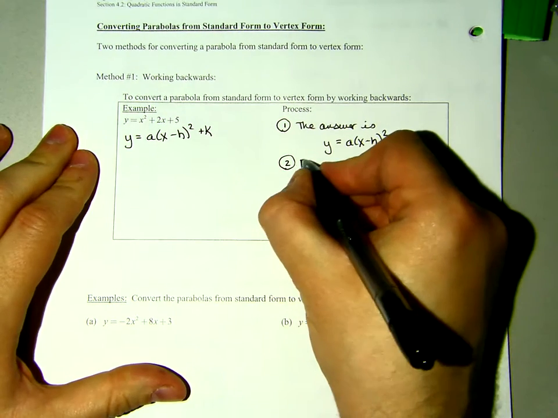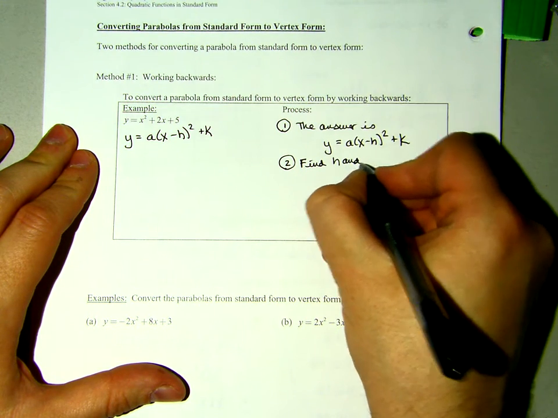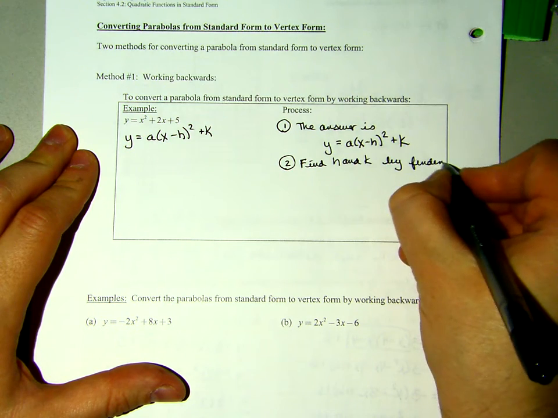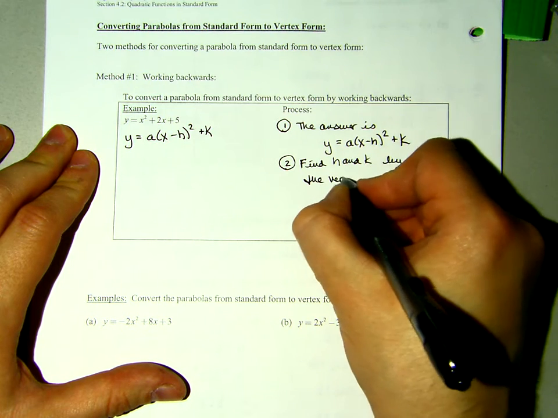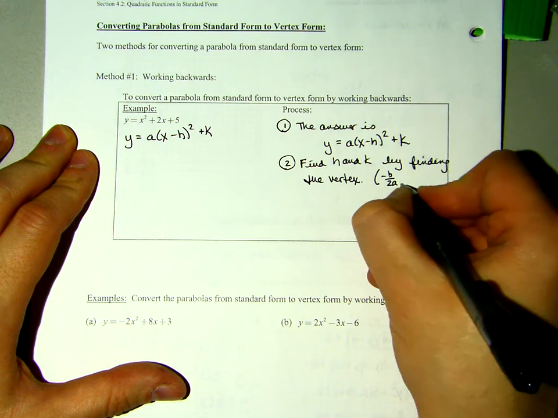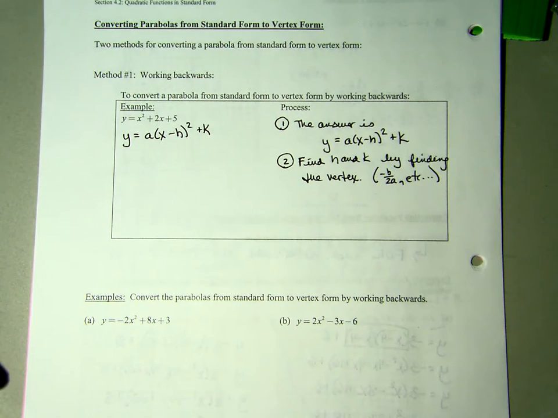Okay. Step number 2, we are going to find h and k by finding the vertex. That's the whole negative b over 2a, plug in, and all that stuff. So do that right now. From standard form, take a moment, calculate your vertex. Do your negative b over 2a to get the x value, plug it in to get the y value.